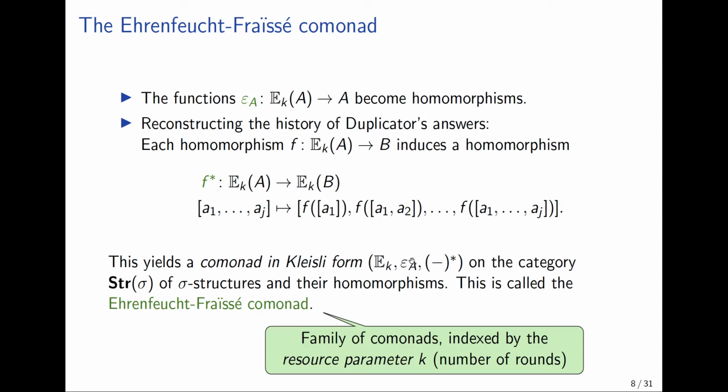And then it turns out that E_K is a functor on the category of sigma structures. These epsilon_A form the components of the counit, and you can define the comultiplication by essentially taking the coextension of the appropriate identities. And so this is what we call the Ehrenfeucht-Fraïssé comonad. And I should point out that it's not just one comonad, it's actually a family of comonads. Because this works for any positive integer K, so this is really a family of comonads indexed by the parameter K, which in this specific case is the number of rounds in the game.